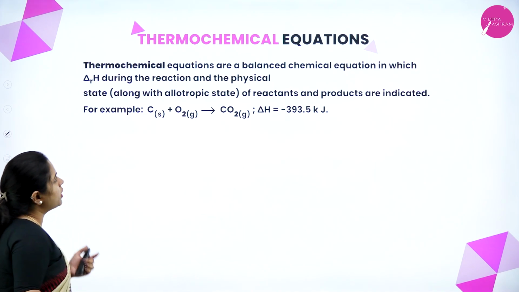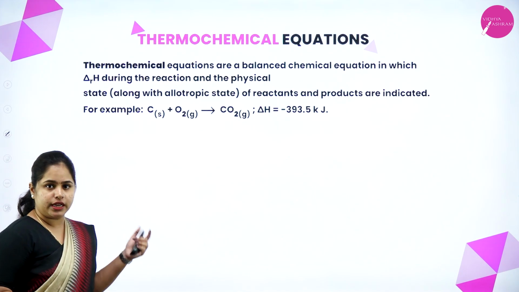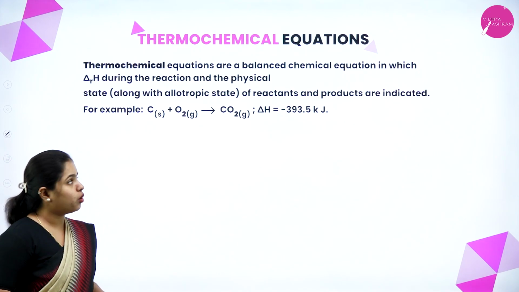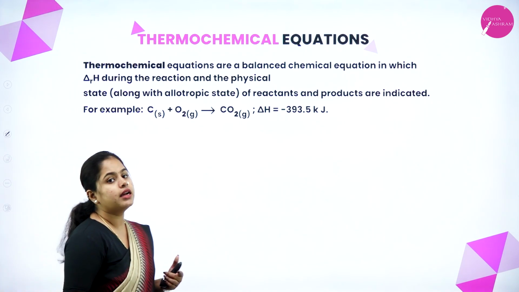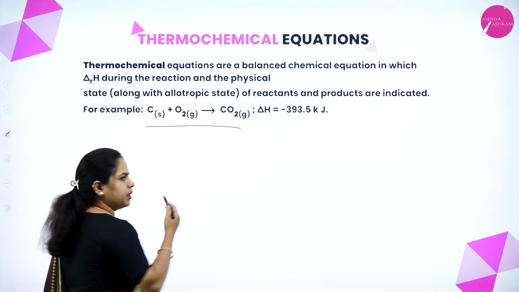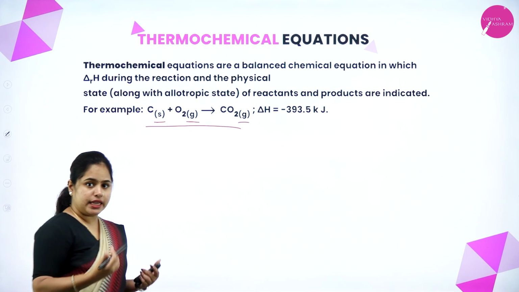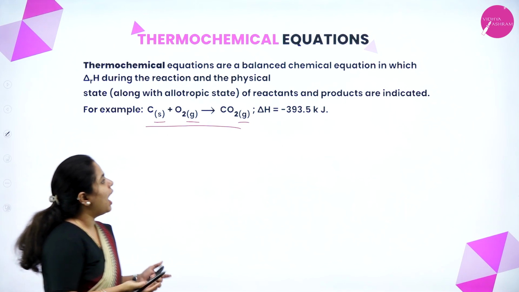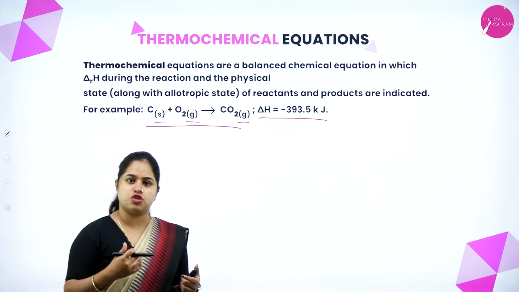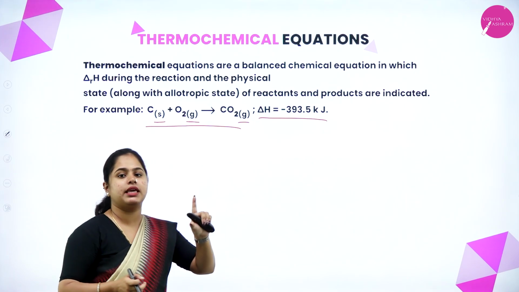Let's see. So, a thermochemical equation is a balanced chemical equation in which the enthalpy of the reaction, and the physical state along with the allotropic state of the reactants and products, are indicated. That means it is a balanced chemical equation itself, but the states of the reactants and products will be mentioned as well as the enthalpy change associated with the reaction. That is why it is called a thermochemical equation.